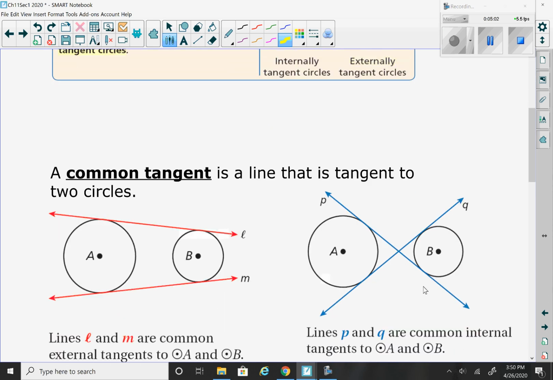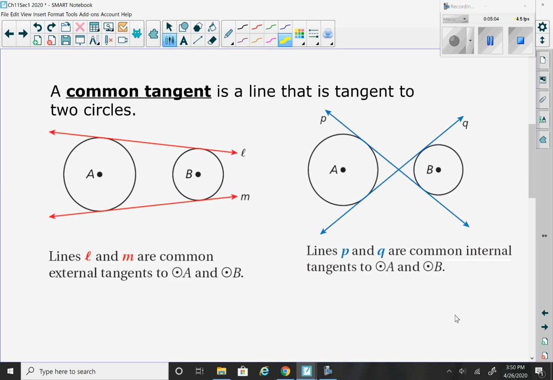Next, we have just a couple more definitions here. A common tangent is a line that is tangent to two circles. So there's common external tangents, right? And then the other example here on the right, these are common internal tangents just because they cross in between the two shapes, whereas the common external tangents just stay on the outside of the circles. So again, we have common tangents. You might want to pause the video and copy these down as well.